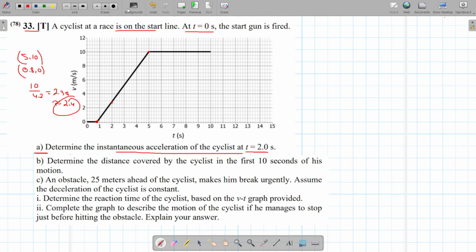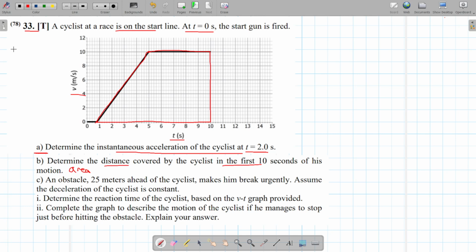Part B, determine the distance covered by the cyclist in the first 10 seconds. To find the distance on a VT graph, you take the area of the graph. So you take the area from over here, connect it, and there you go. This is the shape.